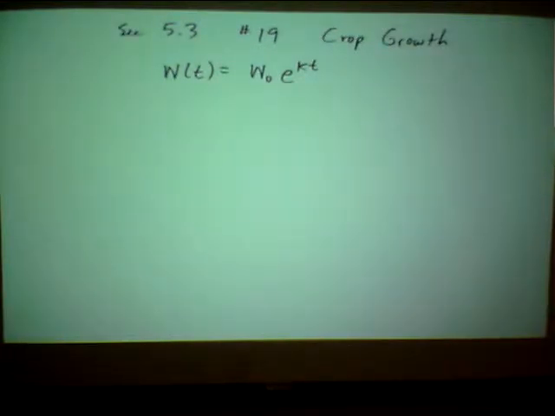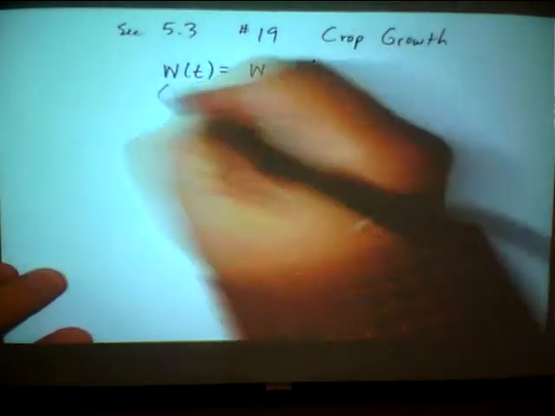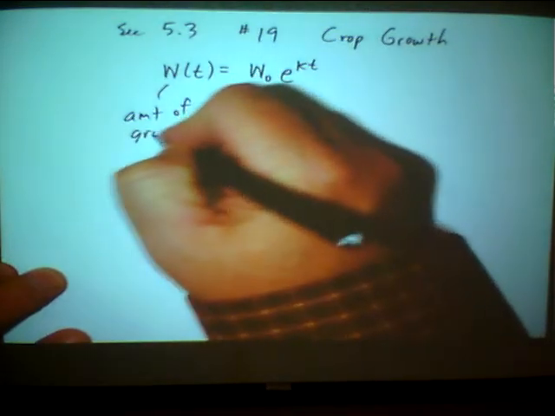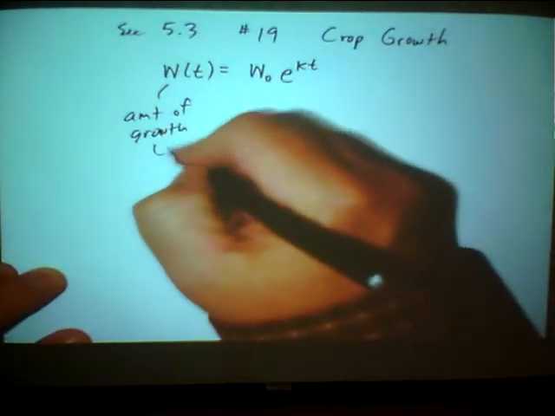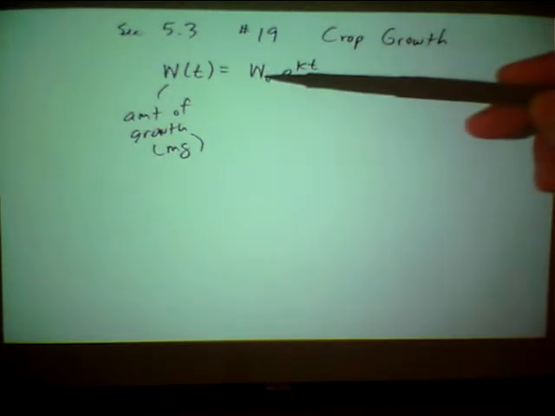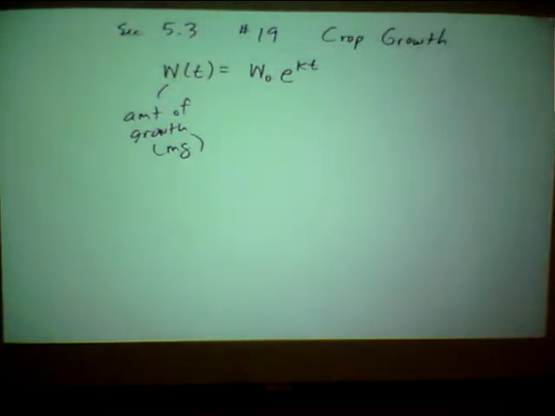I'm not going to read the problem, you can read it, but this is a problem about crop growth, where this W of t is the amount of crop growth, and they actually weigh it in milligrams to see how much the crop has grown. Over here you have this W naught, that's how we pronounce this, with a little zero: W naught e to the kt, and W naught and k are just constants or numbers that they give you.